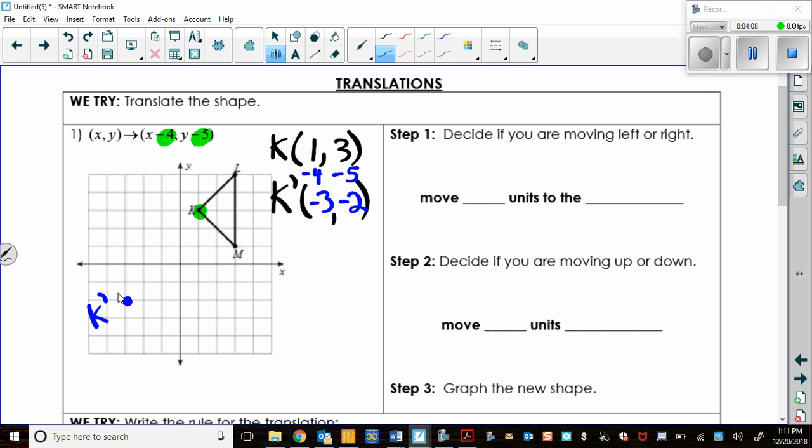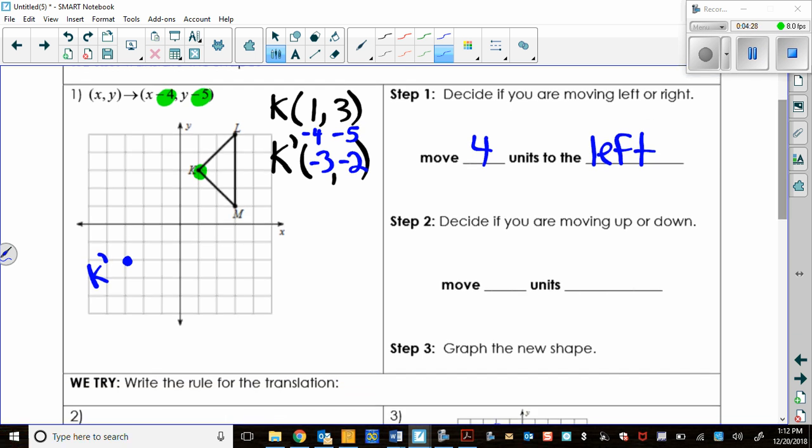That's how you could use the coordinate plane to solve these problems, or you can just use simple calculations. You can get the new ordered pair. So we are moving 4 units to the left because of the x minus 4. And then you decide if you're moving up or down, and the y value takes care of that. Because there's minus 5, we're going to move 5 units down. And that's how you would graph the new shape.